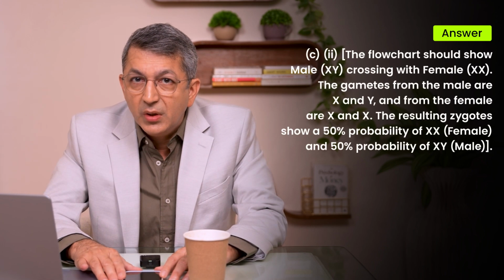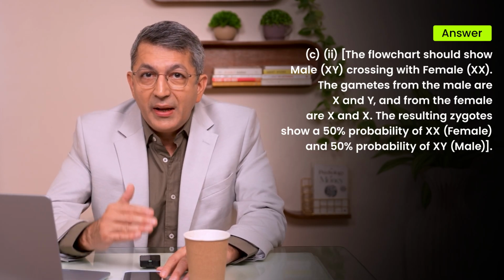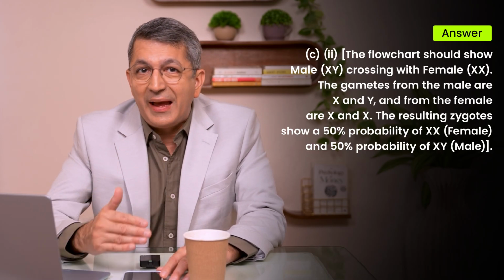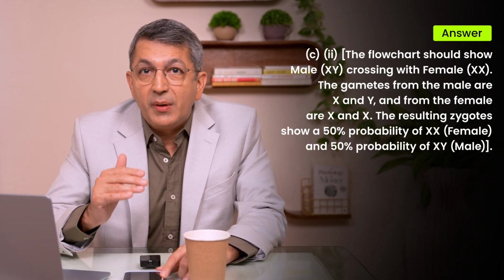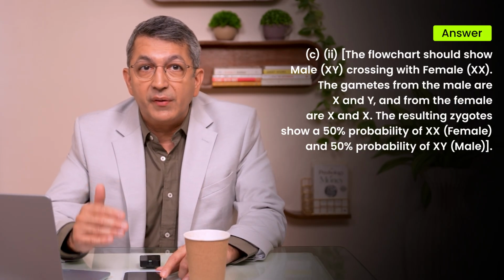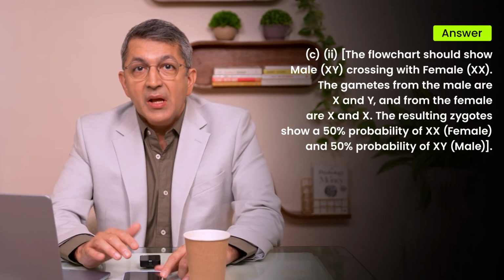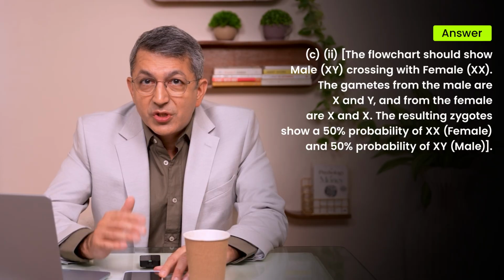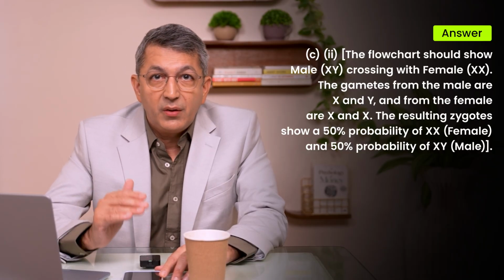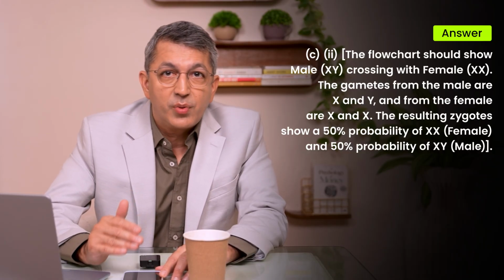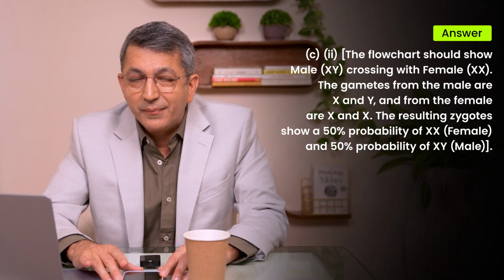Or C2. The flowchart should show male XY crossing with female XX. The gametes from the male are X and Y, and from the female are X and X. The resulting zygotes show a 50% probability of XX female and 50% probability of XY male.